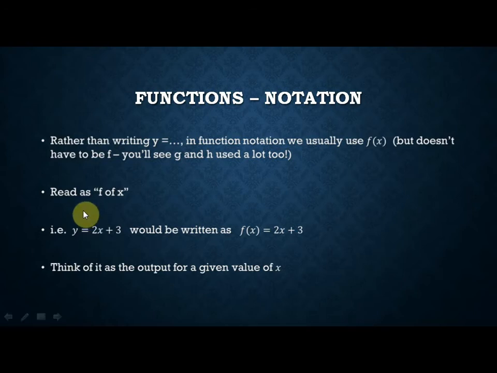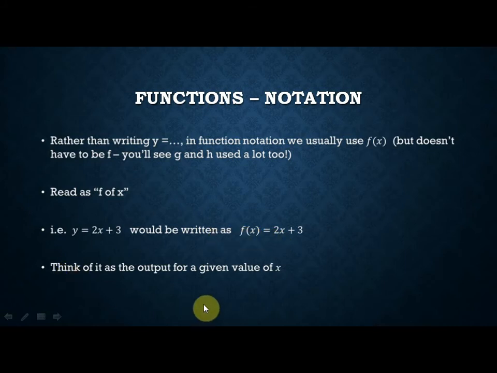Now we have to read this type of function. We read it as f of x or g of x. A function g depends on x, which is a variable. So if we have an equation y equals 2x plus 3, it would be written as f of x equals 2x plus 3. This is the notation of the function. f of x means f is the function of x, which depends on the variable x, whatever the value of x is: 1, 2, 3, and so on.